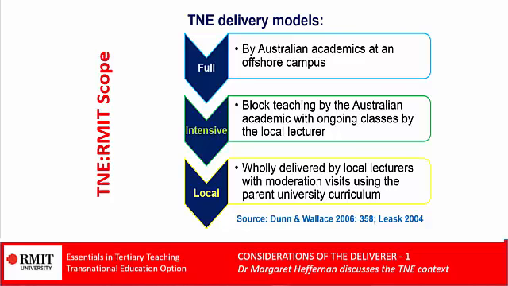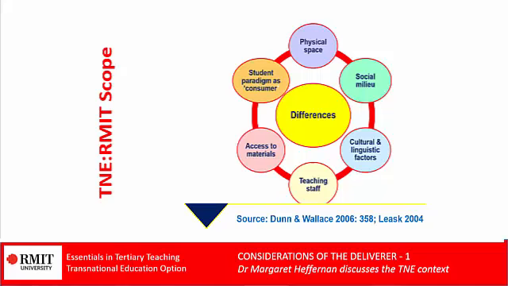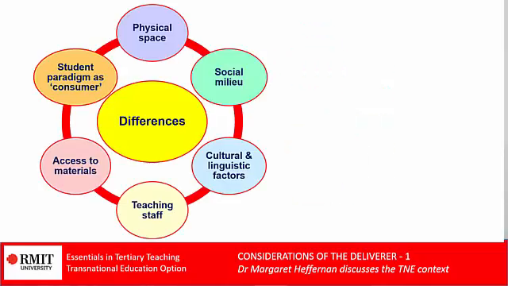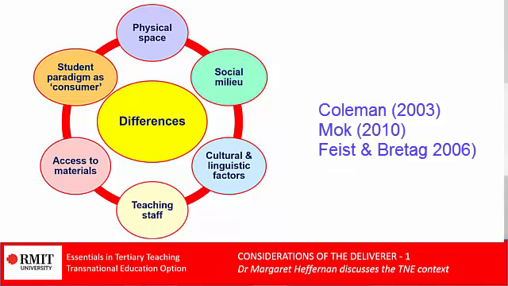There's now a new paradigm of students that come to their university with differing expectations to what we might have had when we were going through university. Let's start looking at some of the differences in expectations which underpins transnational education. Our students have a paradigm of themselves as a consumer with very specific expectations of what the client can deliver on, and some of those differences are physical space, social milieu, cultural and linguistic factors, teaching staff and access to materials. And we've given you three references: Coleman, Mock and Feast and Breitag, that are in the reference list that we'd like you to look at before the next workshop.